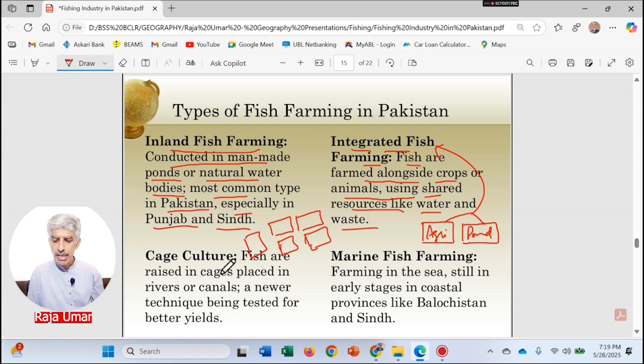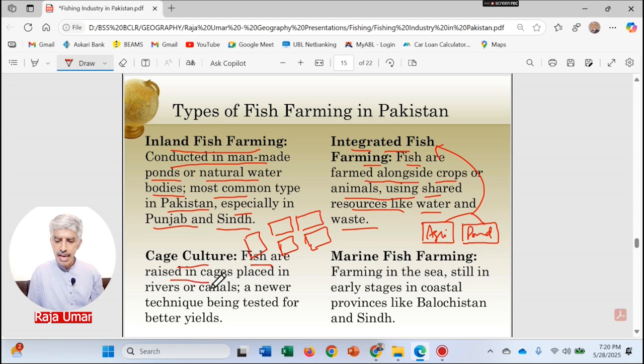Then cage culture, growing fish in cages. Those cages are placed in water, in rivers or in lakes or in some water stream like a canal, and then baby fish is brought over there, and the water enters that cage, and the fish grows over there, and this is how that takes place. I will show you an example of this in the next slide as well.